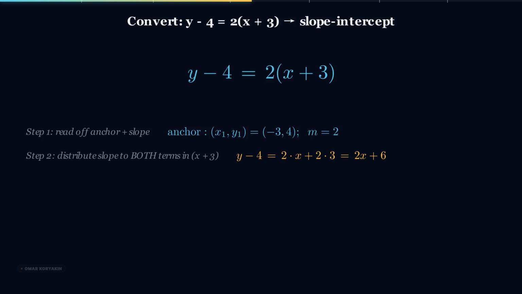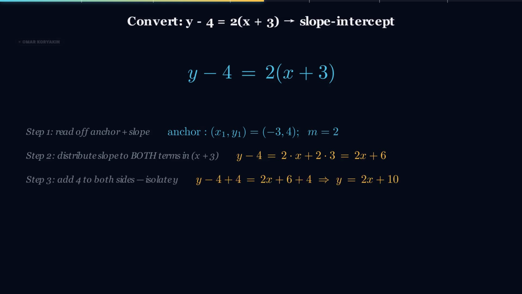Step 2. Isolate y on the left side by adding 4 to both sides. The left side becomes y minus 4 plus 4, which simplifies to y. The right side becomes 2x plus 6 plus 4, which equals 2x plus 10. The equation is now y equals 2x plus 10, which is exactly the slope-intercept form with m equals 2 and b equals 10.